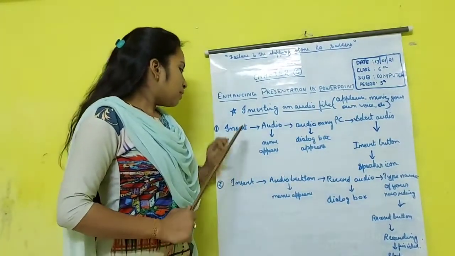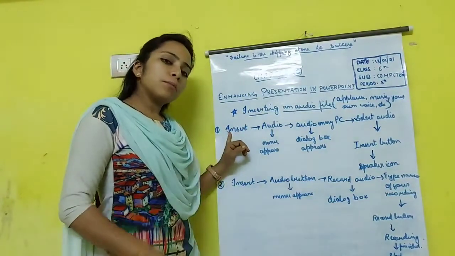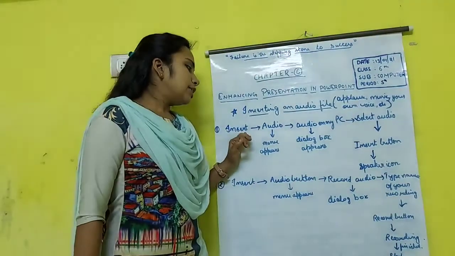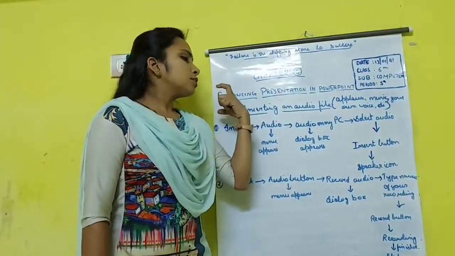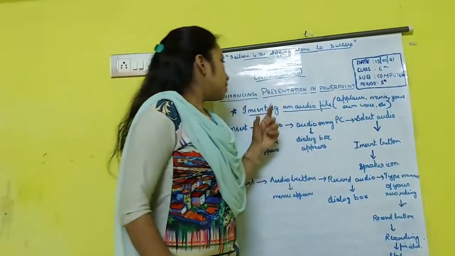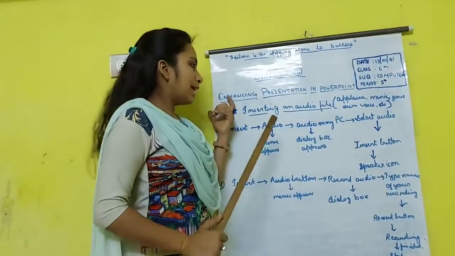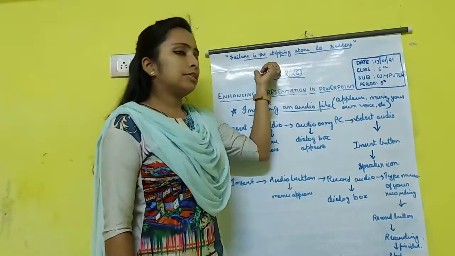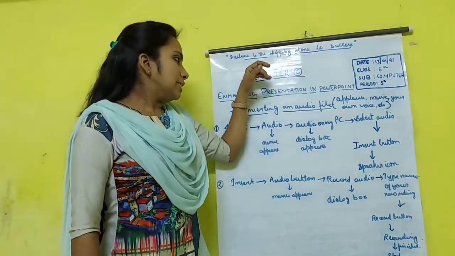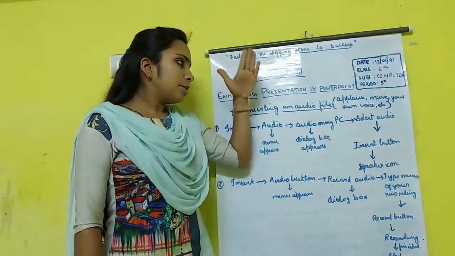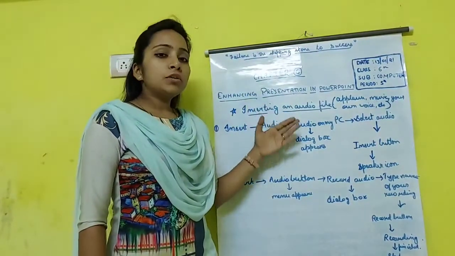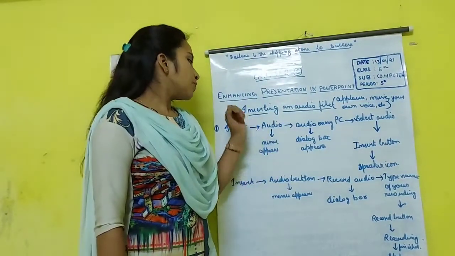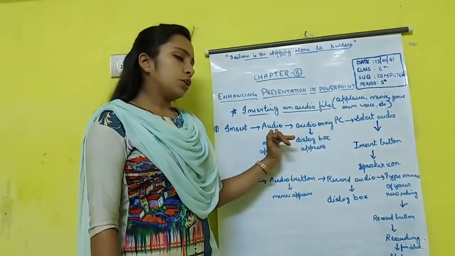So the step will be this. For inserting audio from your computer, this will be the option. First you will go to the Insert. In the top section, there is a tab where it shows File, then Edit, then Insert. You will click on Insert, and when you click on Insert, there are many options: insert video, insert audio, pictures, images, all those things. So you will go for the audio option.